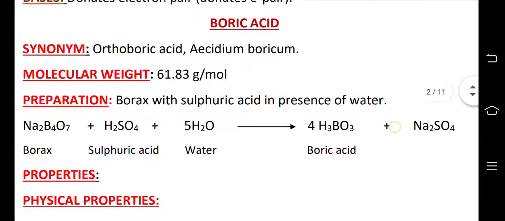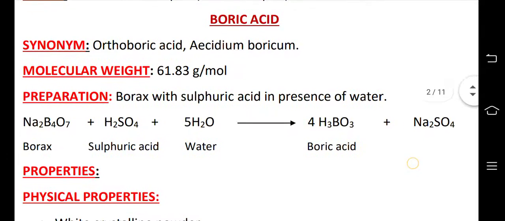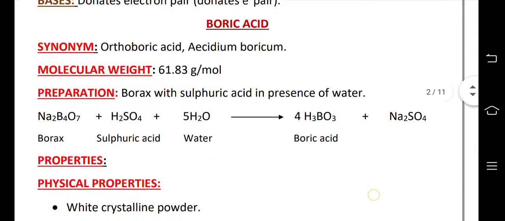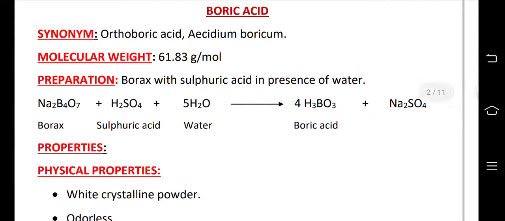Now coming to boric acid. The synonyms of boric acid include orthoboric acid and acidum boricum. Molecular weight of boric acid is 61.83 gram per mole. Preparation of boric acid. Boric acid is prepared when borax reacts with sulfuric acid in the presence of water. So this is the equation for the preparation of boric acid, in which borax reacts with sulfuric acid and water and boric acid will be formed.